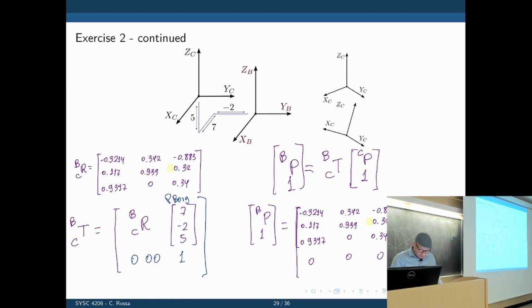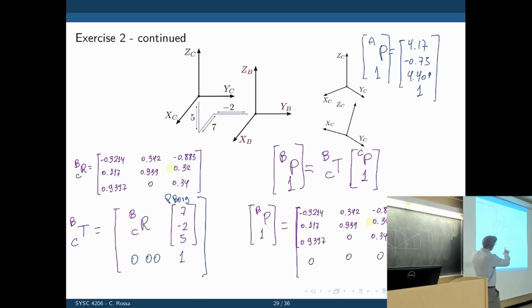So the result, after you do all the calculation, is 4.17, negative 0.75, 4.409, and 1 at the bottom there because we have added it to concatenate. So if you want to extract P in B, those are just the top 3 elements in the result.